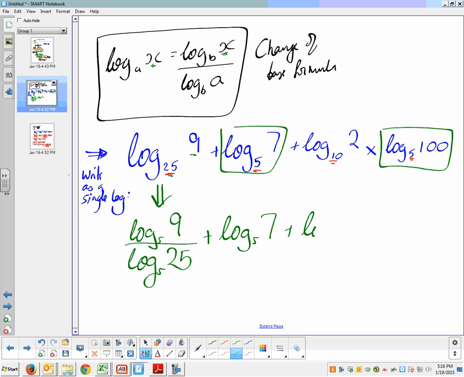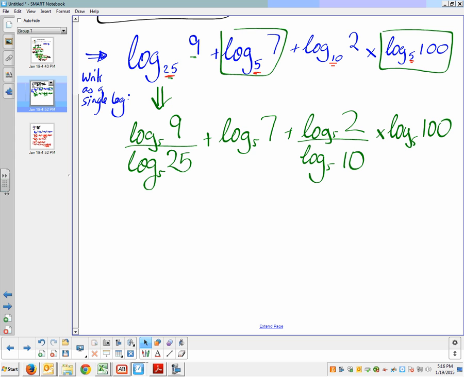This one, same idea. Using the change of base formula, we get log over log, and they're both going to be log base 5. On the top, it's going to be log base 5 of 2, and on the bottom, it's going to be log base 5 of 10. And this one, log base 5 of 100. And now we're going to try and use some of our log laws, some of what we know about logs, to simplify this a bit further.